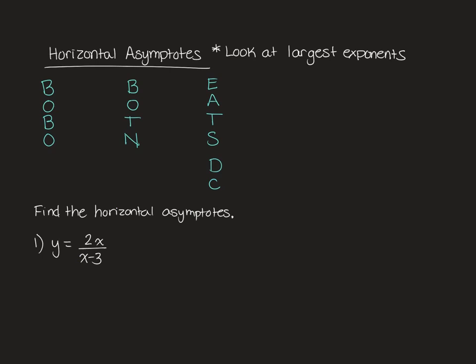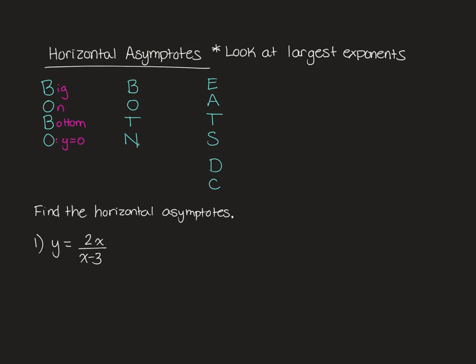Now let's look at horizontal asymptotes. These are a whole lot easier to find. You just have to remember an acronym. Bobo Botan eats dark chocolate. That's the acronym. You are looking at your largest exponents. So Bobo stands for big on bottom, y equals 0. If your largest exponent is in the denominator, your horizontal asymptote is at y equals 0.